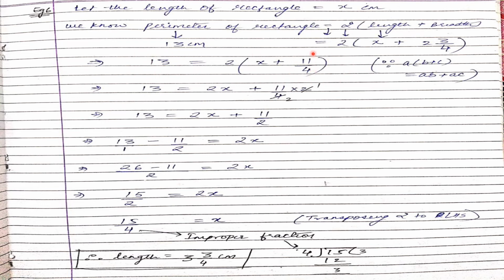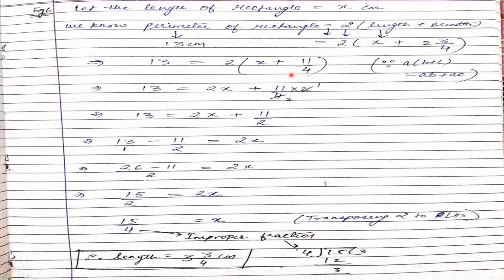How we got this 11 by 4? By solving this mixed fraction. We all know 4 twos are 8 plus 3 is 11 upon 4 is the solution of the mixed fraction. Now, easy. How to solve this part? We all have studied the distributive property, which is a bracket b plus c is also known as ab plus ac. What happens? This a gets multiplied with b as well as c. That is why we write ab plus ac.